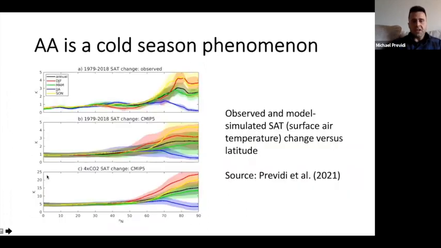And this next plot illustrates the same thing. This is a figure from a paper of mine that was published a couple of years back. And what's shown here is surface air temperature change.